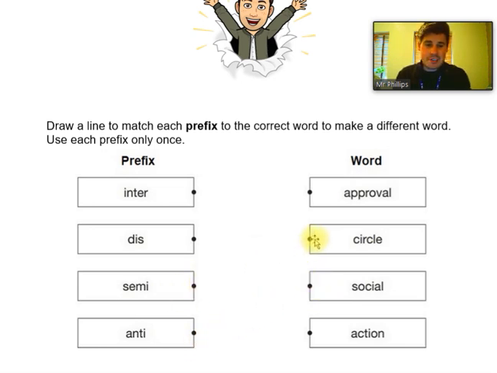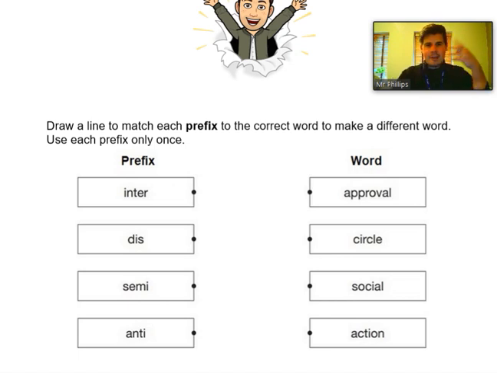Well, I've definitely heard of a semicircle. And antisocial is when you're not very social. You're the opposite of that. So there you go, those are your 4 words. You should have had interaction, disapproval, semicircle and antisocial. Well done if you got those 4.